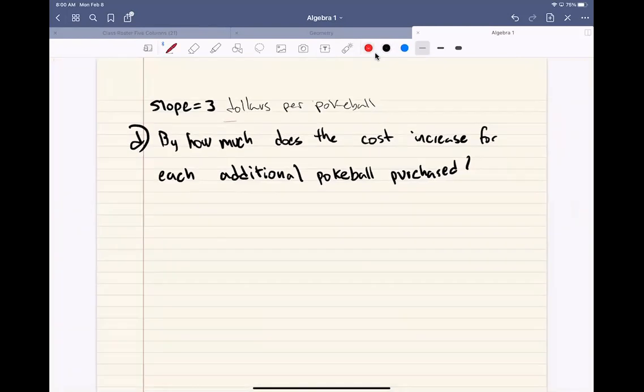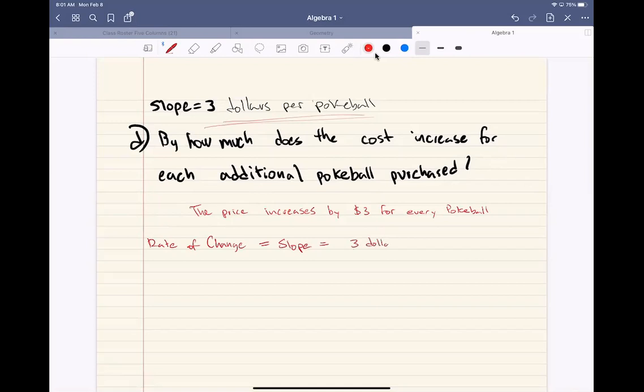Well, we kind of said that right here, right? The price increases by $3 for every Pokeball. So what we say is our rate of change is equal to our slope, right? But the only thing, so right here is going to be $3 per Pokeball.